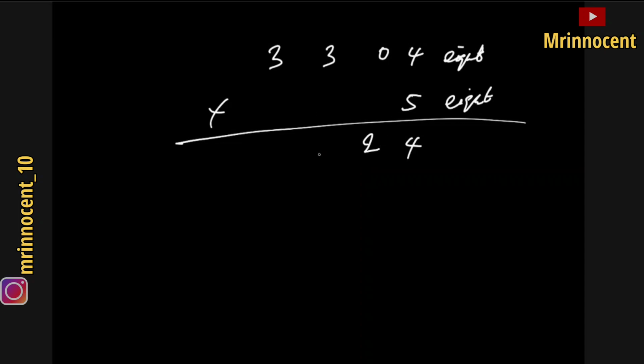5 times 3 is 15. 15 in base 8 is 1 remainder 7. 5 times 3 is 15. 15 plus 1 is 16. 16 in base 8 is 2 remainder 0. So you have 2 0 7 2 4 all in base 8.